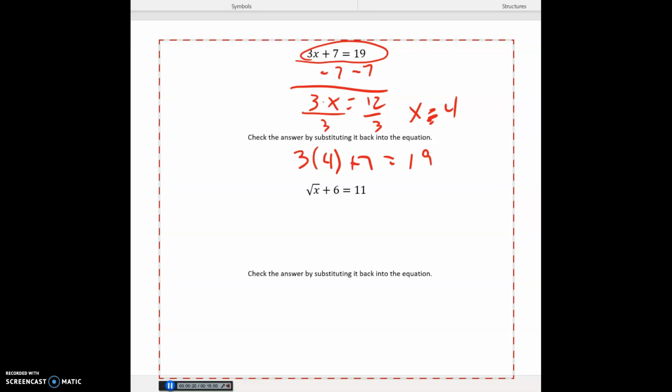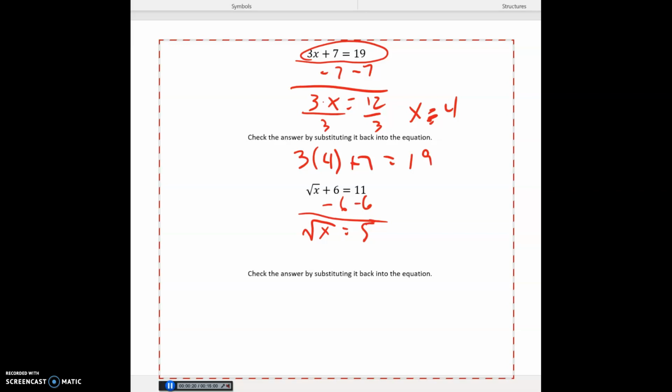Now, what are we going to do if we have something with a radical, in this case, a square root? We're still going to do the same thing. If you look there, we've got a square root and a plus 6. What's the opposite of plus 6? I hope you all say minus 6 as I'm writing that down. That leaves you the square root of x equals 5 when you subtract 6 from 11.